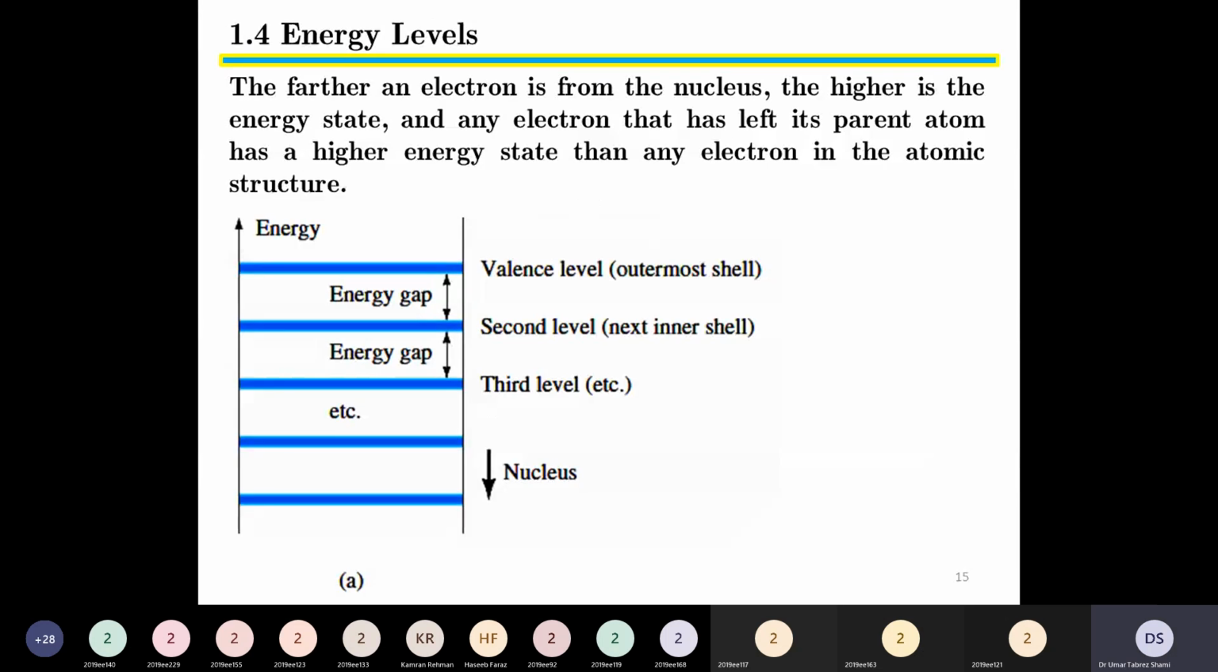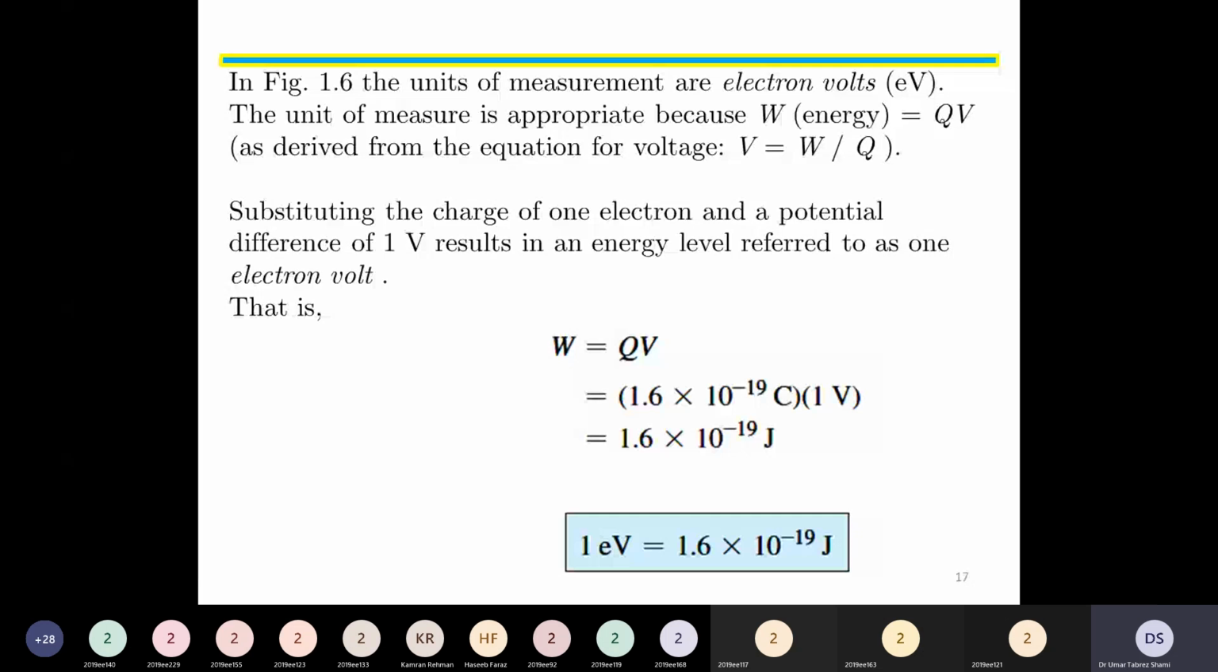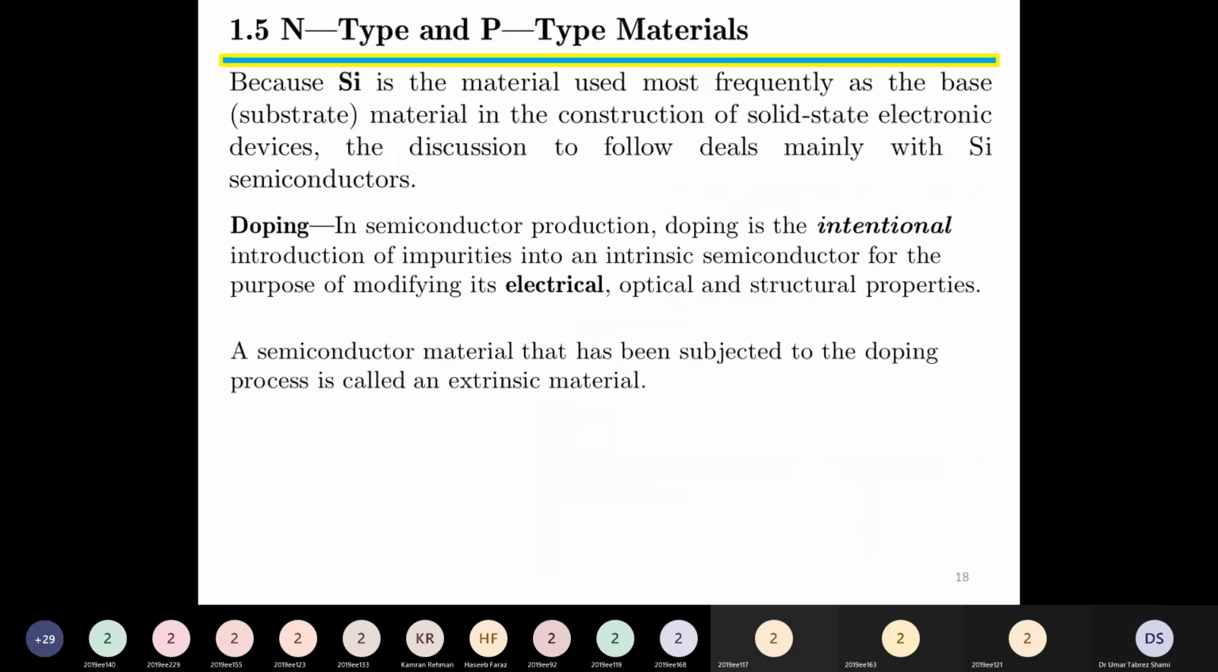Then we did the energy levels, and in today's lecture we will extend the concept. We will extend our learning of energy levels and introduce the Fermi levels, inshallah. So let us start with article number 1.5. Article number 1.5 is the N-type and P-type materials.